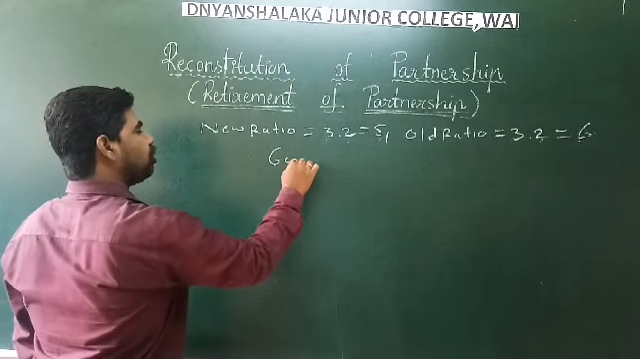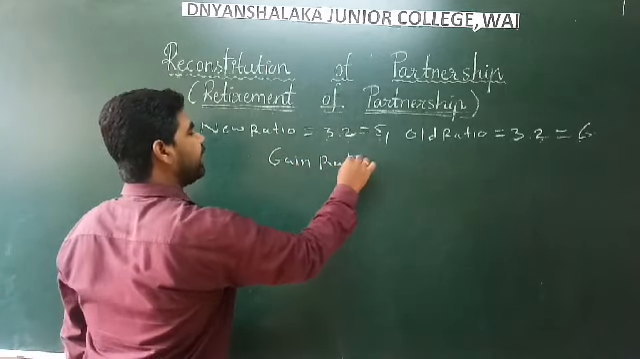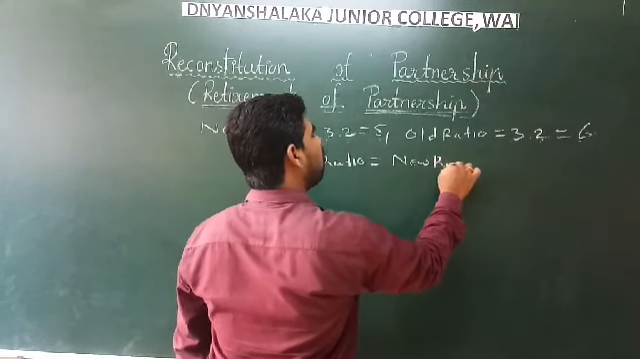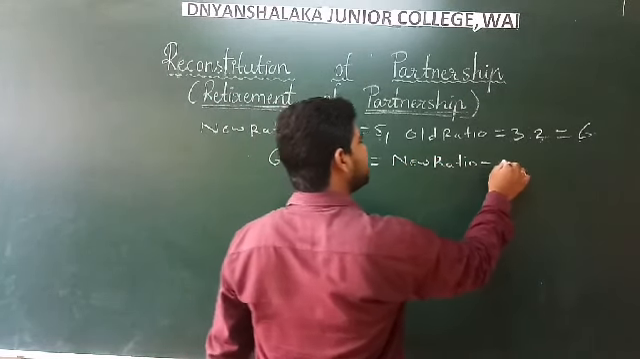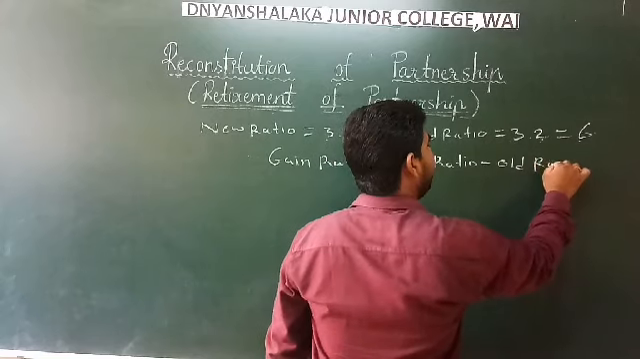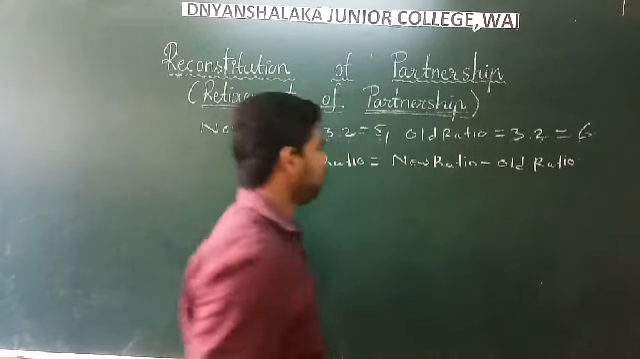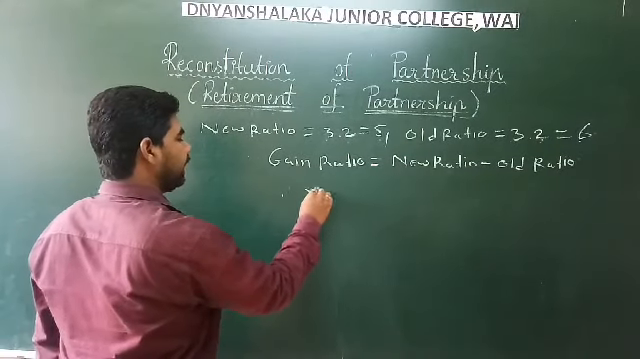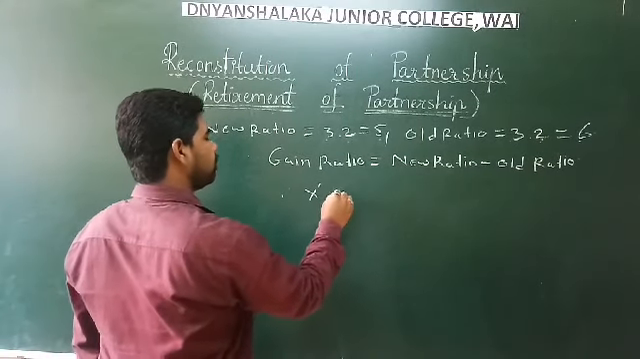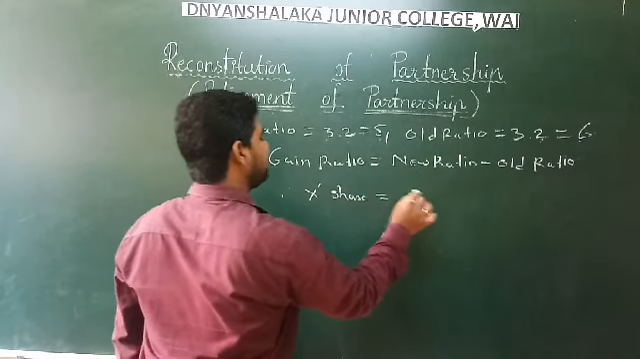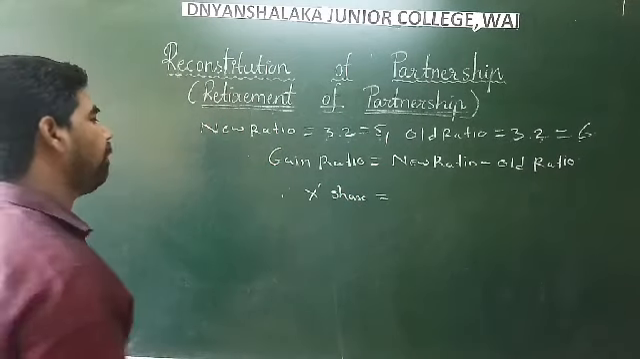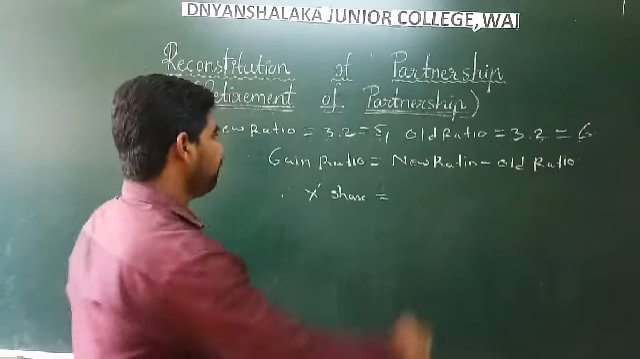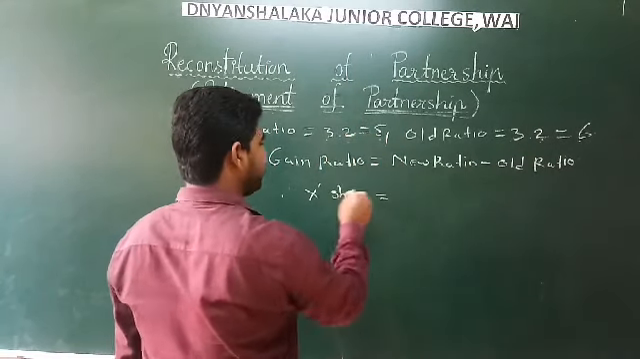So what is the gain ratio? Gain ratio is equal to new ratio minus old ratio. Okay, gain ratio is equal to what? New ratio minus old ratio. So first calculate X's share, this X's gain ratio. So apply these figures. What is the new ratio? 3:2. Okay, so out of 5 parts, 3 parts किसको जाएंगे? X को. So मतलब क्या हुआ?